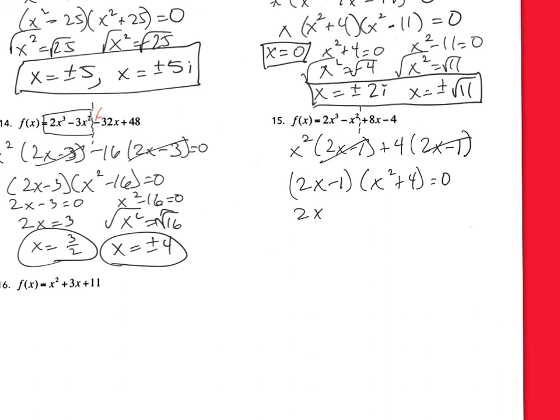So this is 2x equals 1, so x is 1/2. And this is x squared equals negative 4. Now it's negative. Square root plus or minus, square root of 4 is 2, negative, so I.